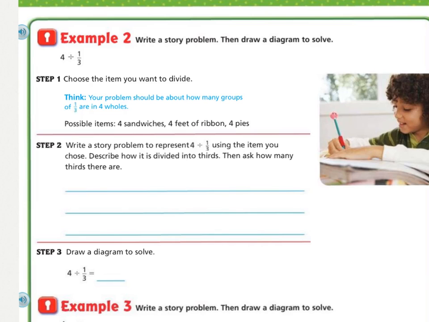So are you going to cut it? Are you going to give away certain parts? Are you going to have each person eat so much of something? How are you going to have that divided into thirds? And then at the end, you have to make sure that you ask a question that asks how many thirds are there. Okay, that's how we know that we're dividing by thirds. So press pause, think about it. What do you want your story problem to be about?